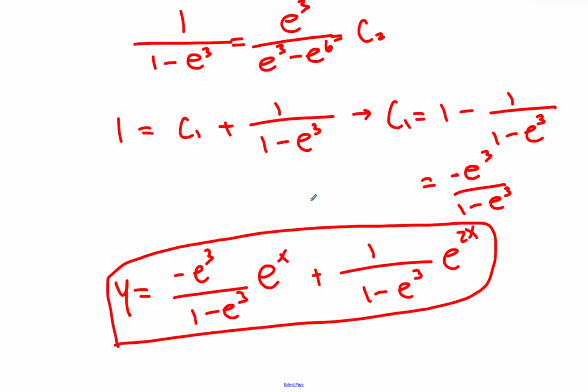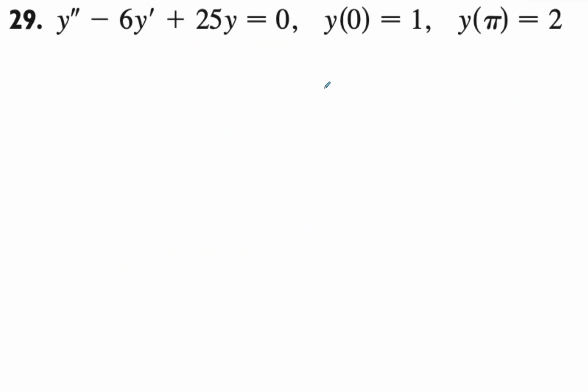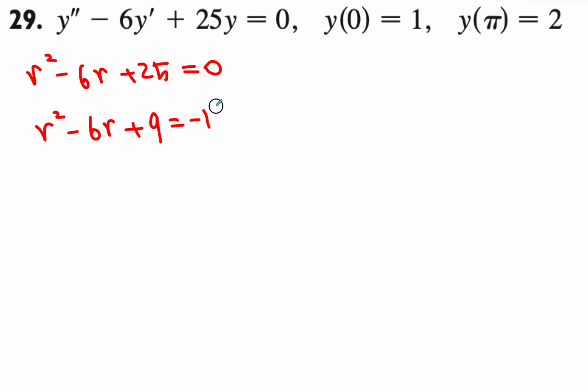Alrighty, let's move on to the next problem, number 29. So here the characteristic equation is now r squared minus 6r plus 25 equal to 0. I can rewrite this as r squared minus 6r plus 9 equals negative 16, because in this way I get a perfect square. So we get (r minus 3) squared is equal to negative 16. Then r will be 3 plus or minus 4i.